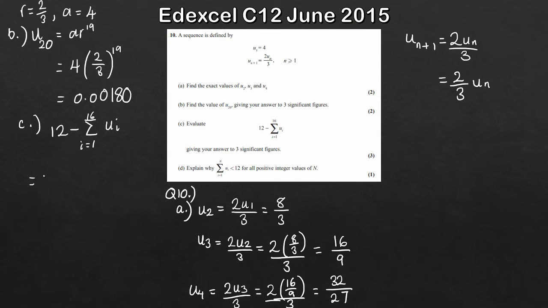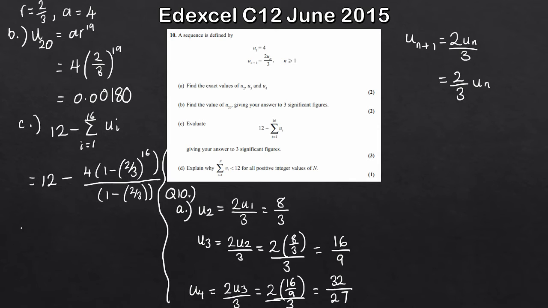Well, that's going to be 12 minus, so the formula is going to be A, which is 4, times 1 minus R, so 2 over 3, to the power of our top power here, which is 16, or the upper limit of the summation, I should say, and then we divide it by 1 minus R. Like so. Okay, so just ignore this part over here. That's for part A.